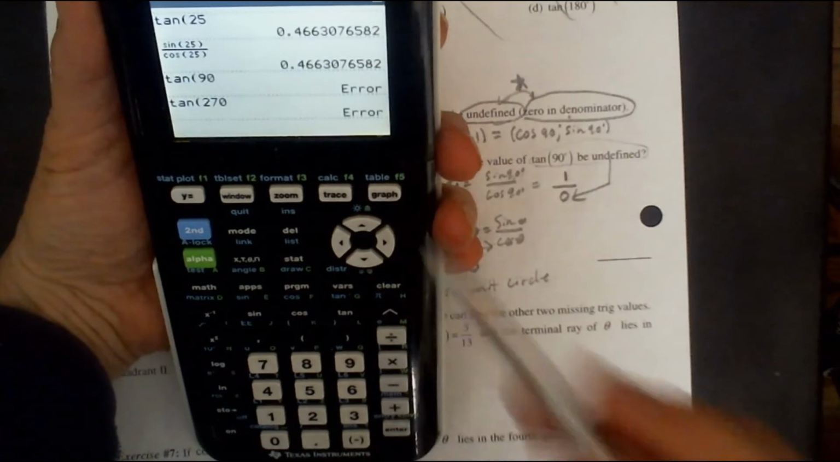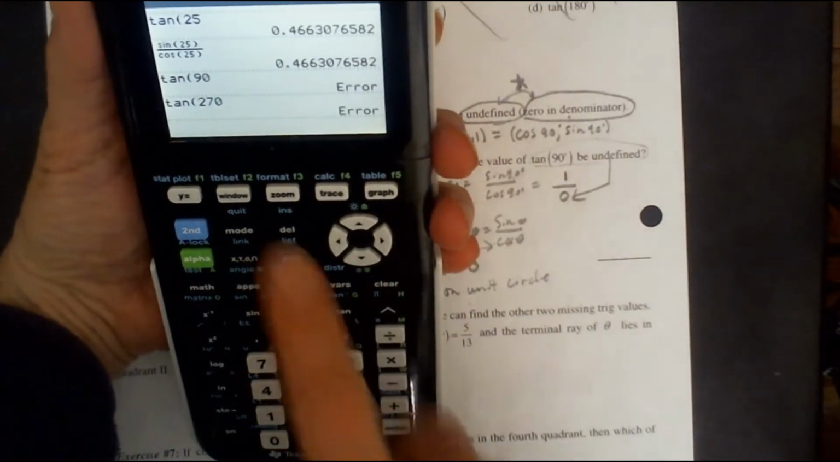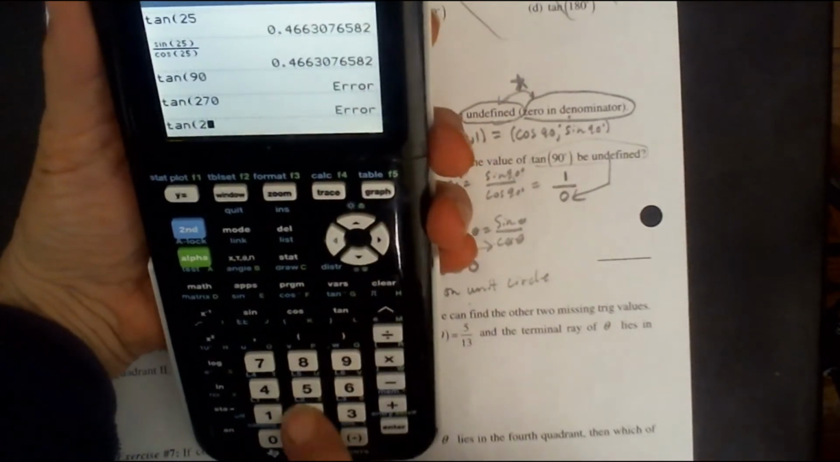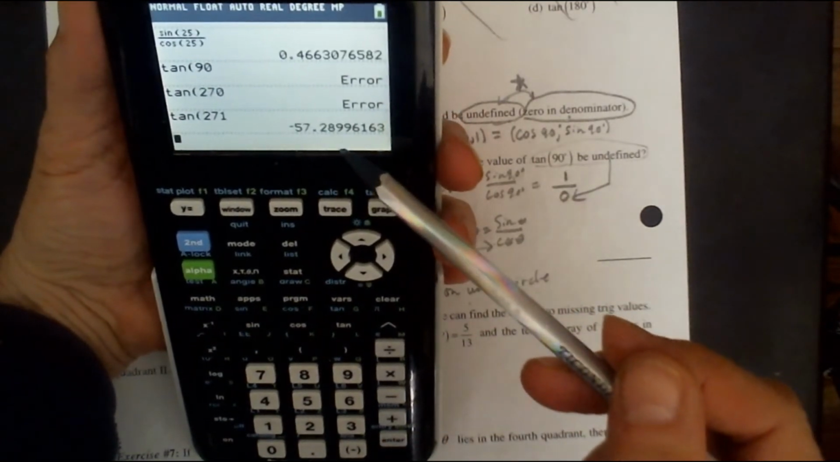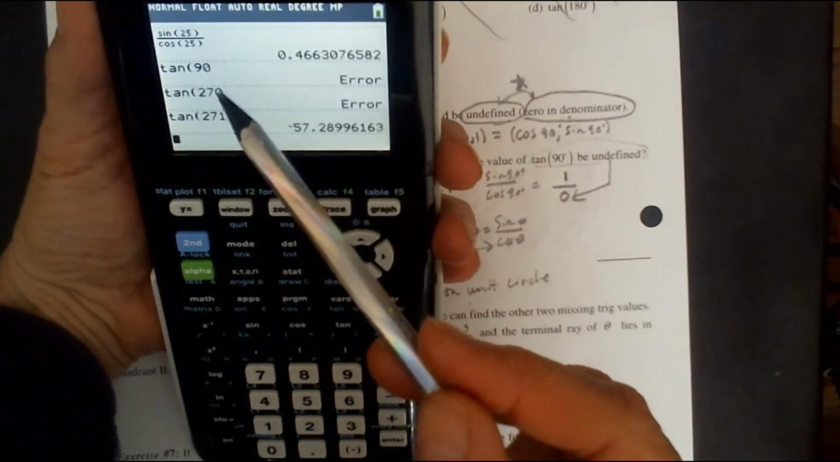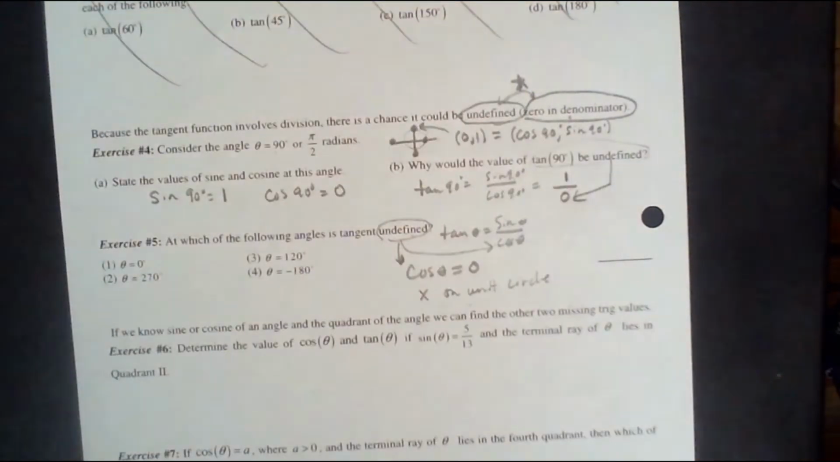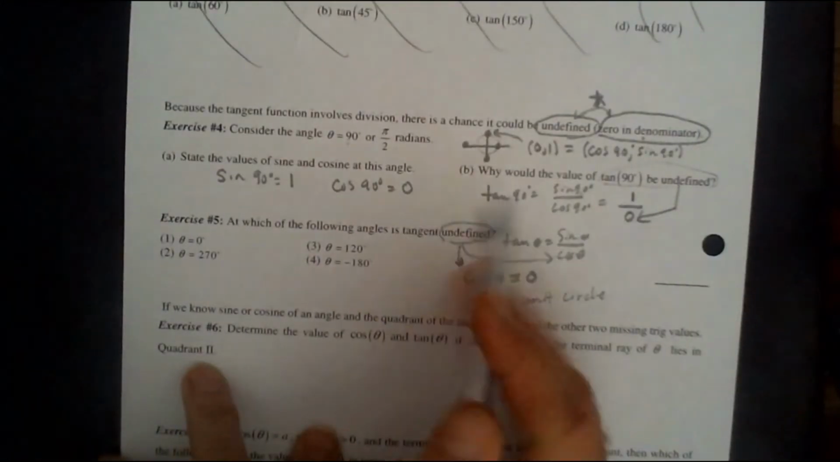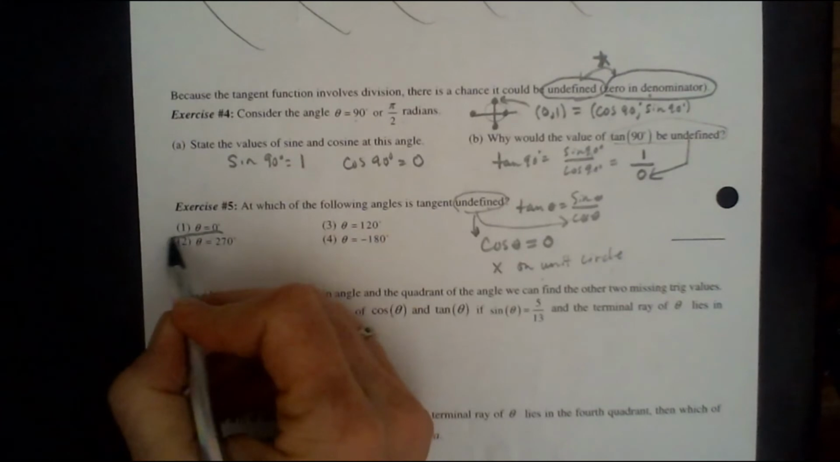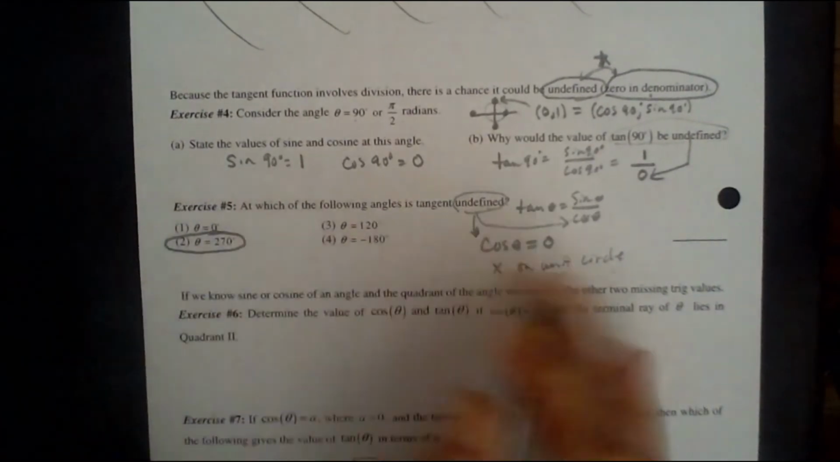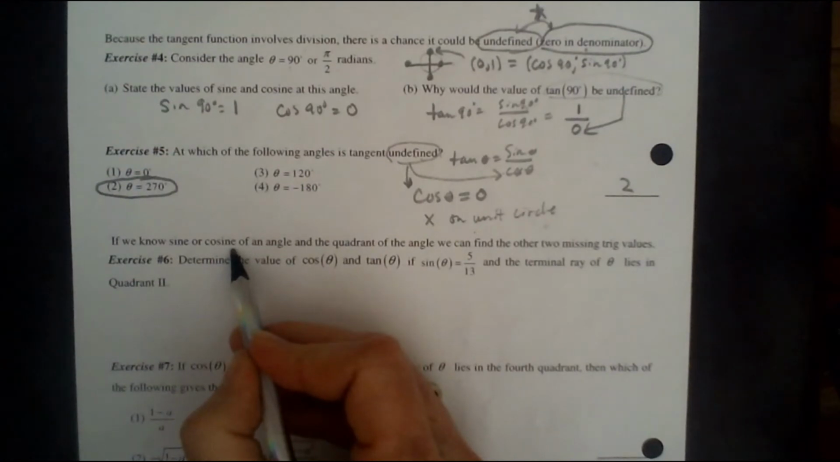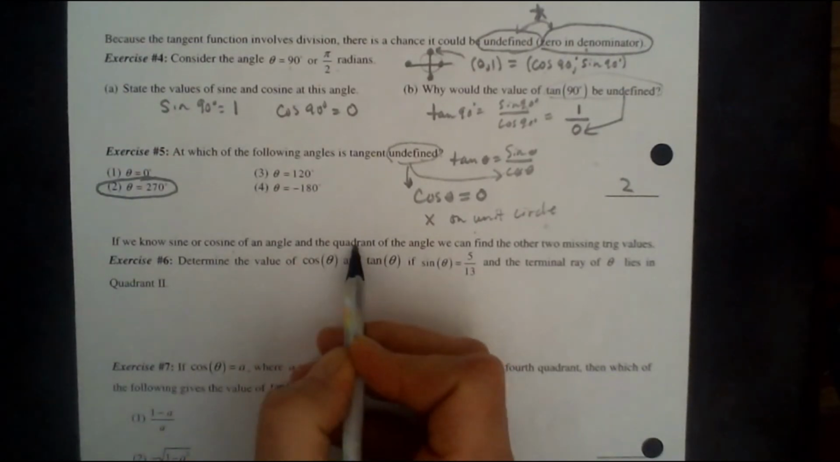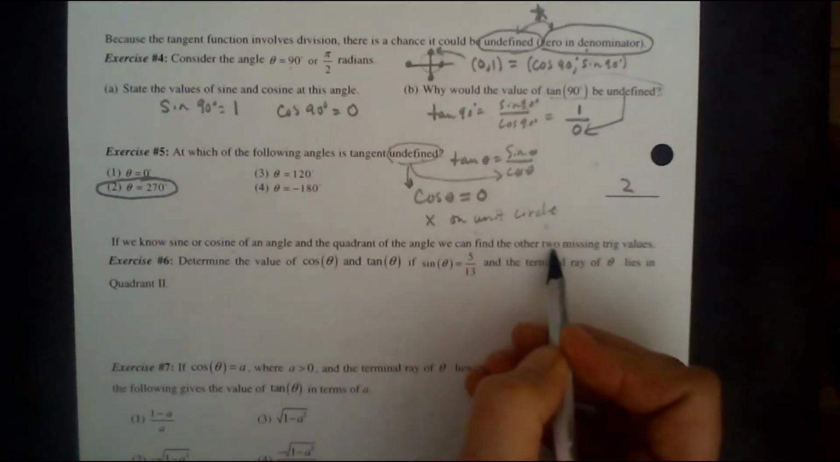Those are the angles. You can do tangents of 271 degrees. That would be fine. They'd give you a value there, but you can't do 270, 90, because that would be divided by 0. So which one of these would match up? Right here. Option number 2.